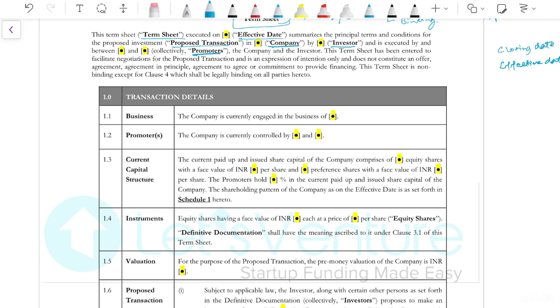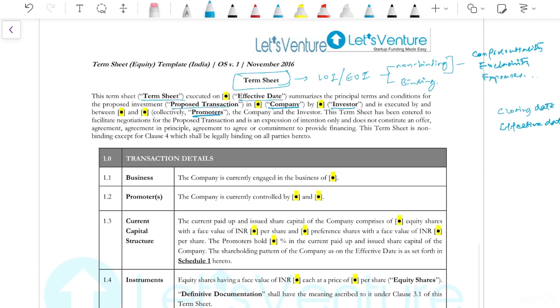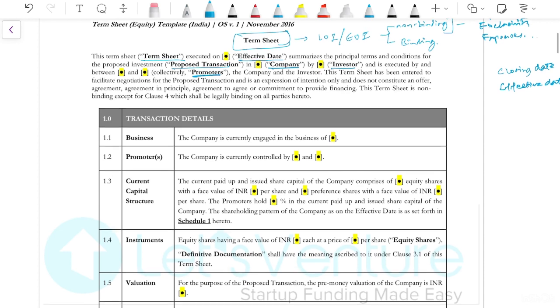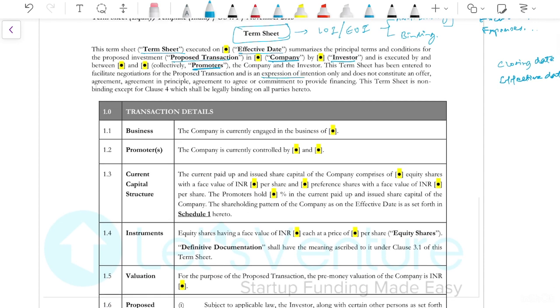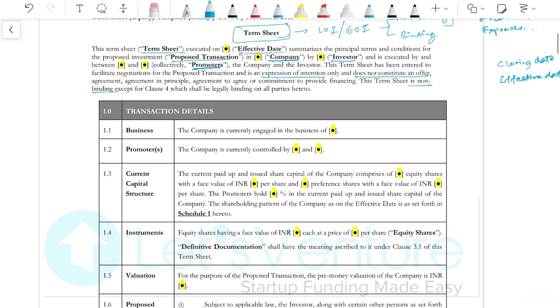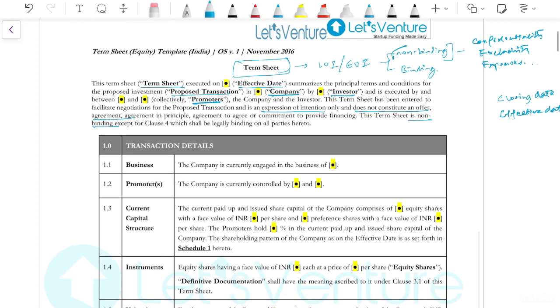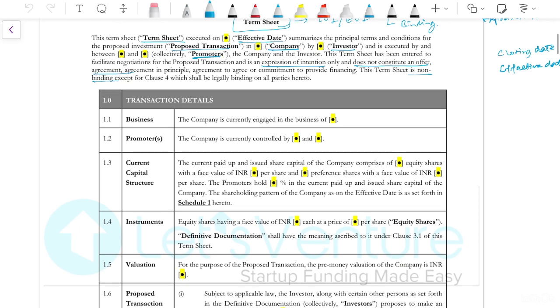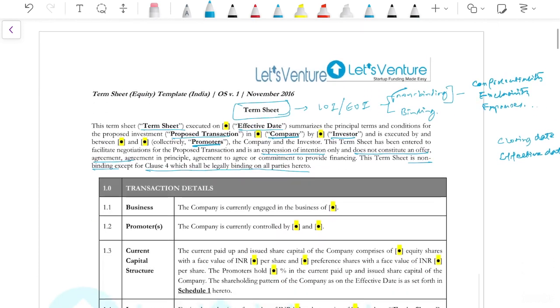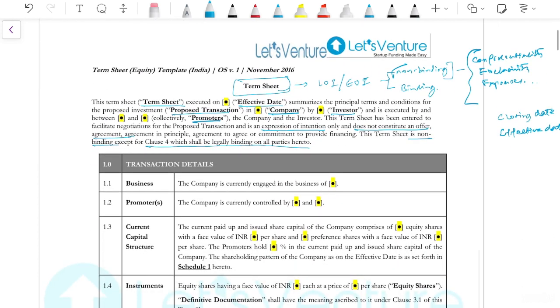Now, this draft term sheet, which I've downloaded from startup.gov.in, also mentions the fact that the term sheet is only an expression of interest and it is a non-binding term sheet wherein it does not constitute an offer or agreement, etc. Which means, as I was saying, it is a non-binding term sheet. Also, it says that except for clause 4, which will be legally binding on all the parties here too, which means that clause 4 would contain these sub-clauses on confidentiality, exclusivity, expenses, and so on, which will be legally binding on all the parties to the term sheet.